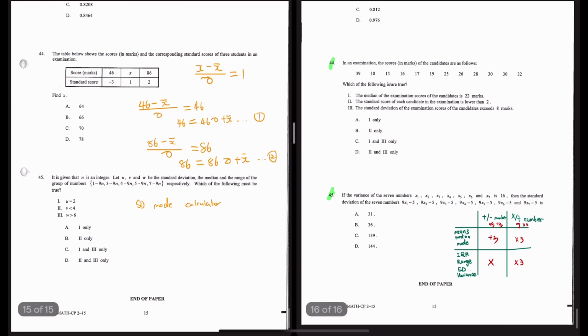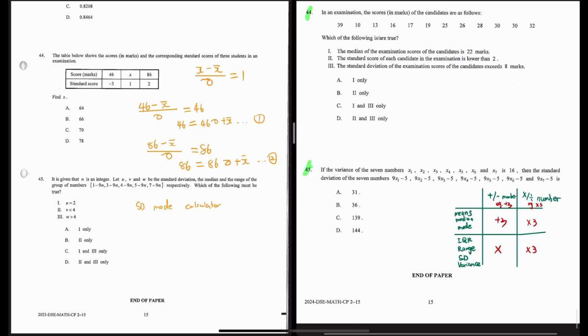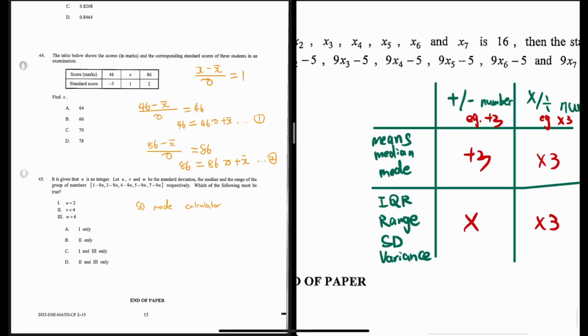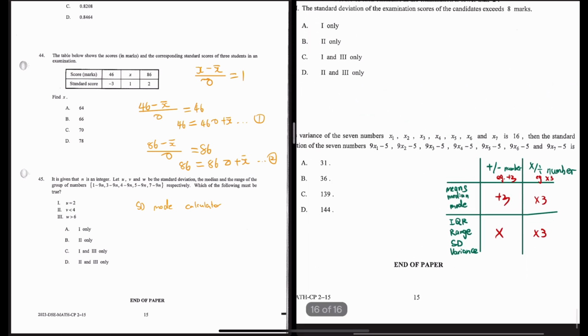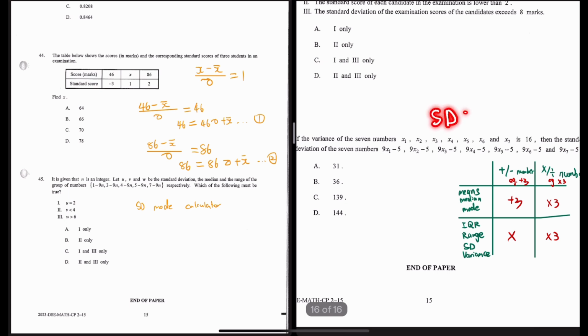And then this one: mean, mode, median, and I want to teach you this one. What we learned in statistics: mean, mode, median, and then IQR, range, SD, variance. So what is variance? SD squared equals variance. It now tells you the variance here is 16. It means that SD equals 4.